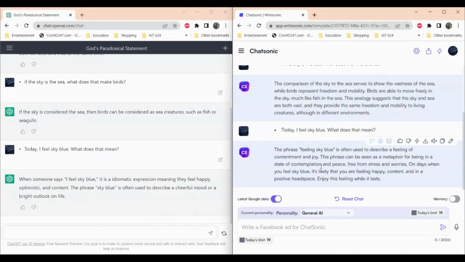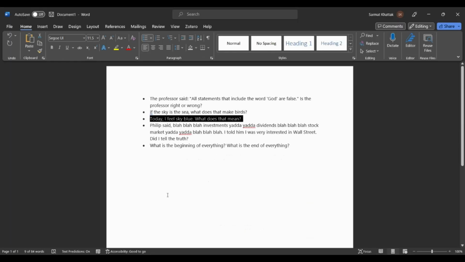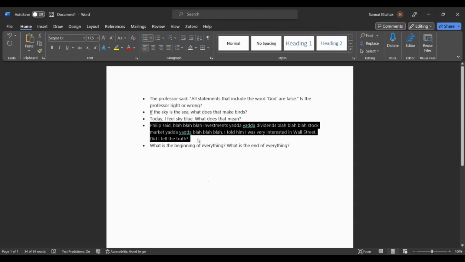So this response seems to be similar, even though ChatSonic gave a much longer response, but it expressed the feelings. It focuses on the feelings part of this. So they seem very identical to each other, even though they're different. And now let's do the third one. This is the interesting one.